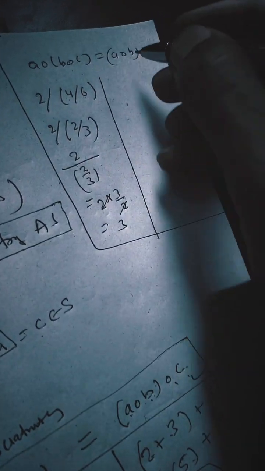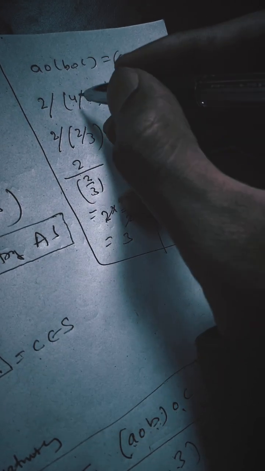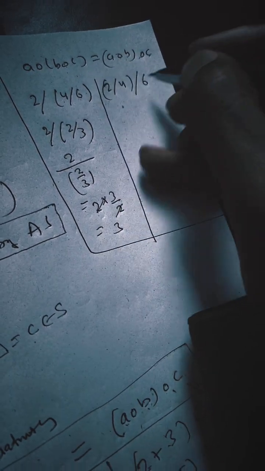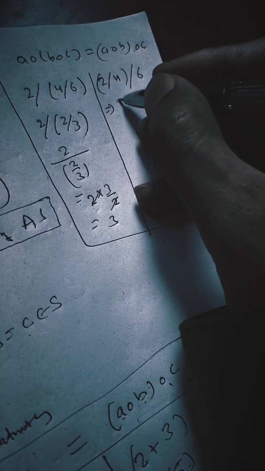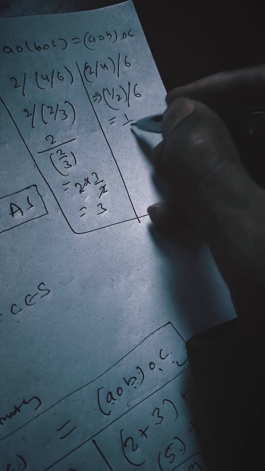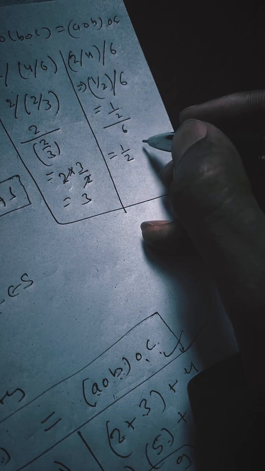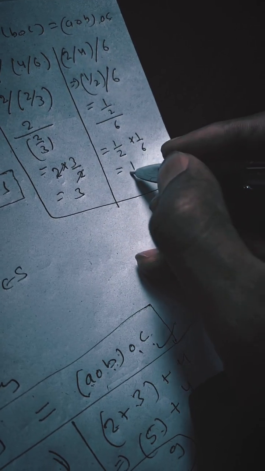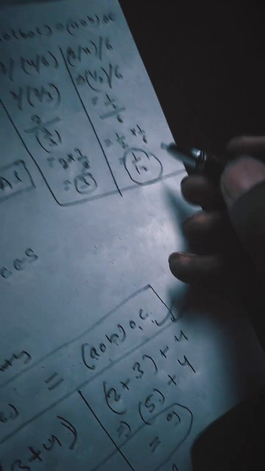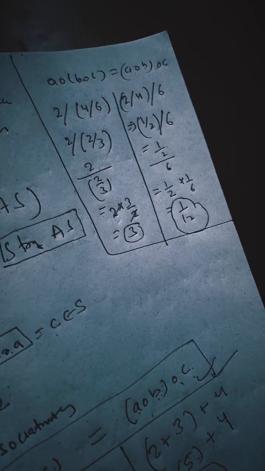Now let's check this part. So A is 2, the operation is division, B is 4, the operation is division, C is 6. So what is the answer? Well, 2 divided by 4 is 1 by 2, and 1 by 2 divided by 6. So what is the answer? Well, 1 by 2 divided by 6 is 1 by 2, and we have to take the reciprocal of this. So it is 1 by 6, the answer is 1 by 12. So we see it is 3 and it is 1 by 12. So it does not satisfy. Division does not satisfy associativity.